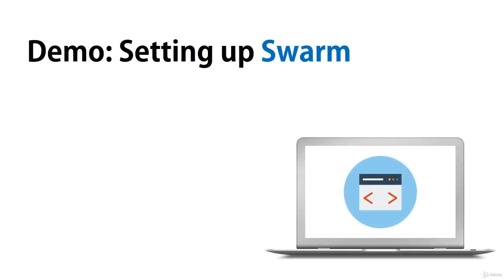Let's start setting up a Docker Swarm cluster by installing a hypervisor on our host machine. If you are wondering what is a hypervisor, it is a piece of software which allows us to create virtual machines.